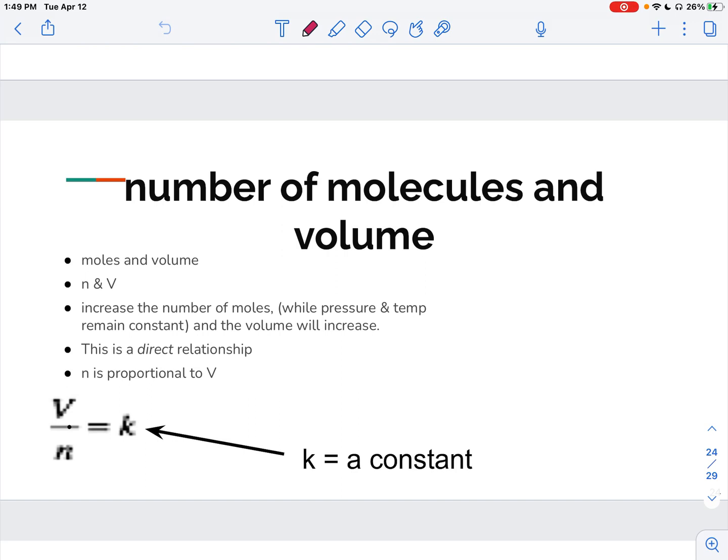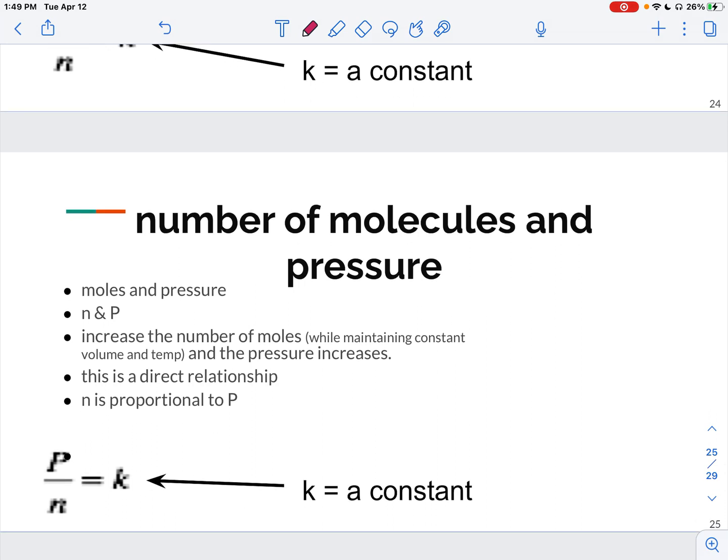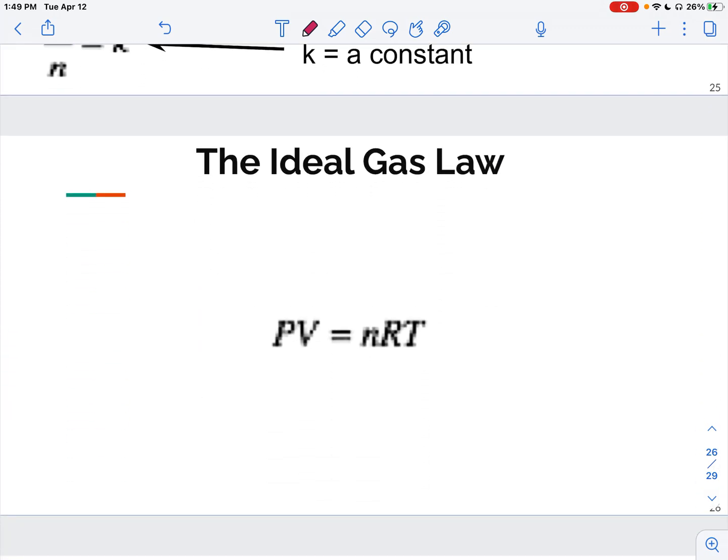If you have pressure and temperature constant, and you're just looking at moles and volume, it is a direct relationship, which we learned already. That means that if one thing increases, so does the other. So if volume increases, so does moles. If moles decrease, so does volume. And then with pressure, we also have a direct relationship, same thing. And then this brings us to what we call the ideal gas law.